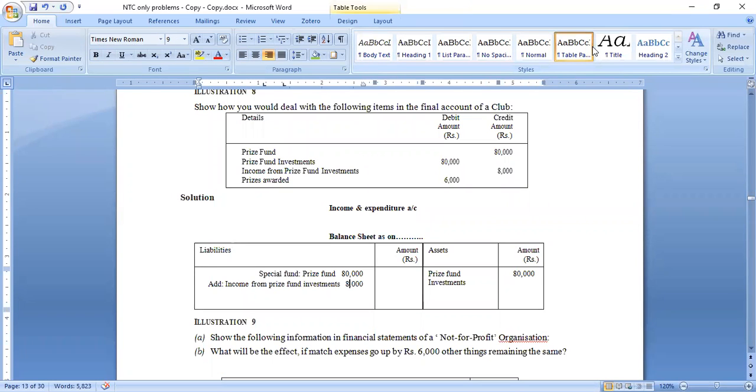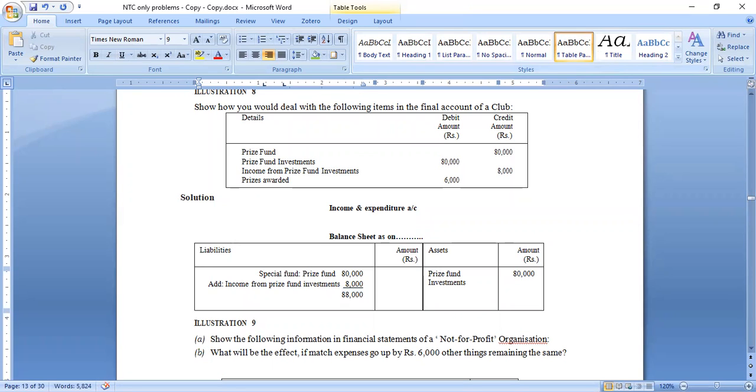So it amounts to 88,000. So out of this 88,000, how much did the club spend on the award of prizes? Prizes awarded: 6,000 rupees they spent out of this fund.